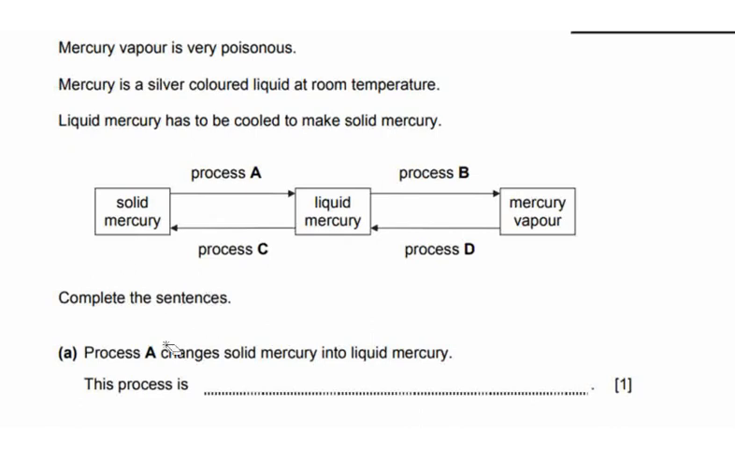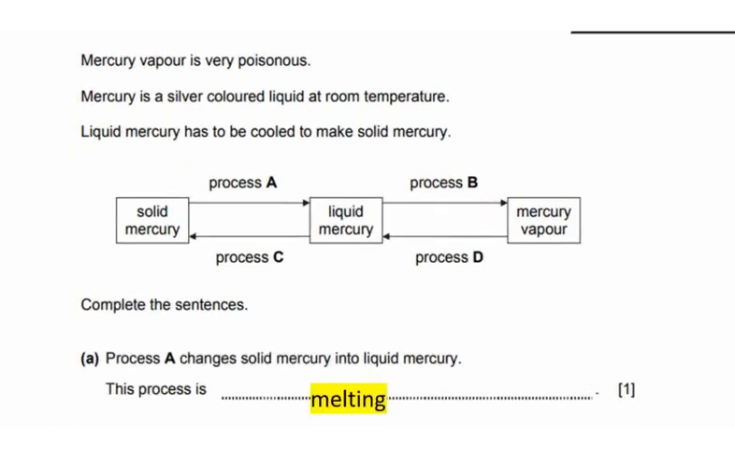Complete the sentences. Question 1A. Process A changes solid mercury into liquid mercury. This process is... 10 seconds from now. The answer is melting. Do you get this correct? Correct, then well done.